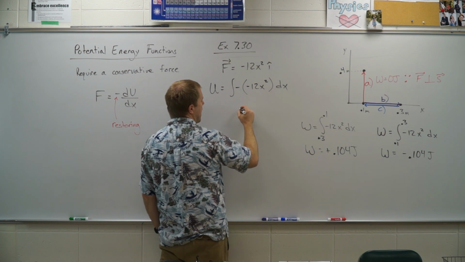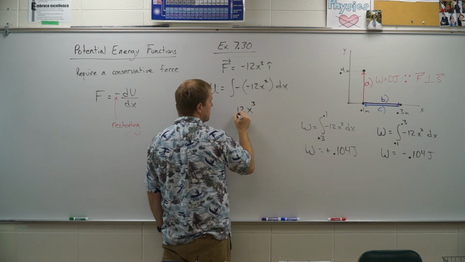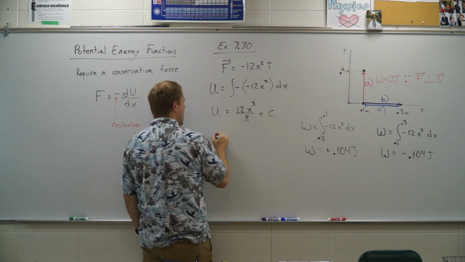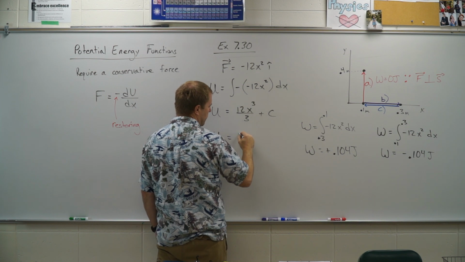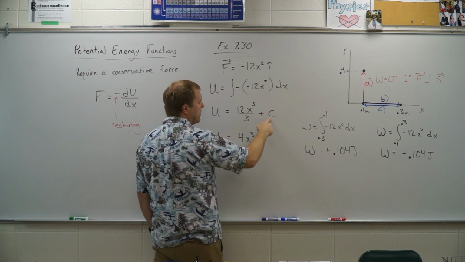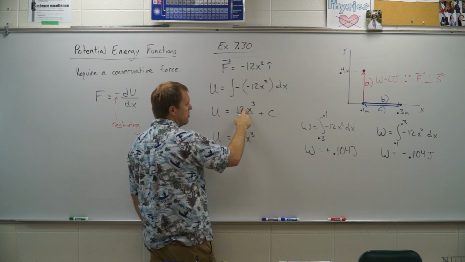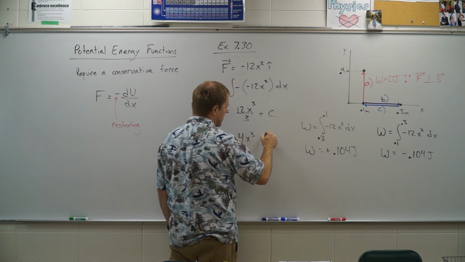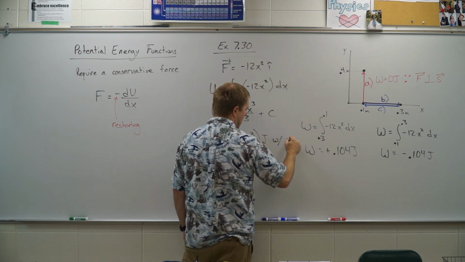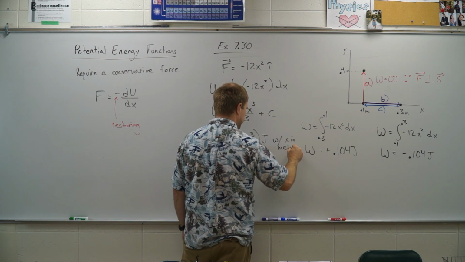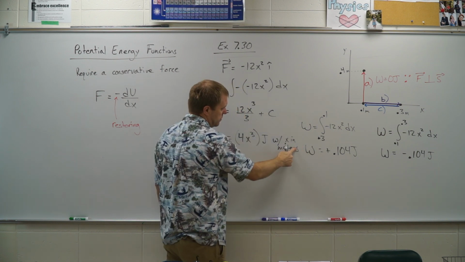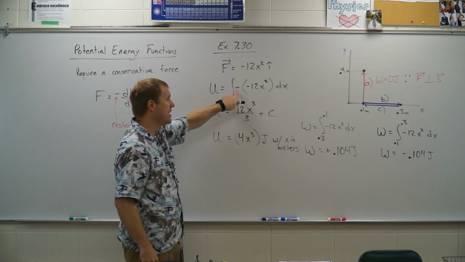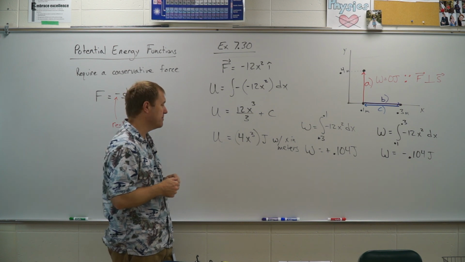Okay, so now I have 12x cubed divided by 3, plus C equals U. And so my potential energy function here is 4x cubed, and they said the potential energy at x equals 0 is 0, so that means my C is 0. So I do have my potential energy function. This is measured in joules with x in meters. Okay, there we go. And that is our problem, but remember to put that negative sign in there. Do not lose track of that. Okay, so there we have it.